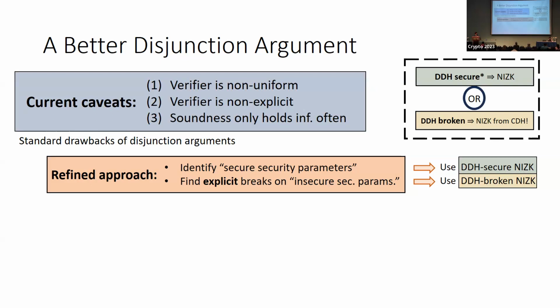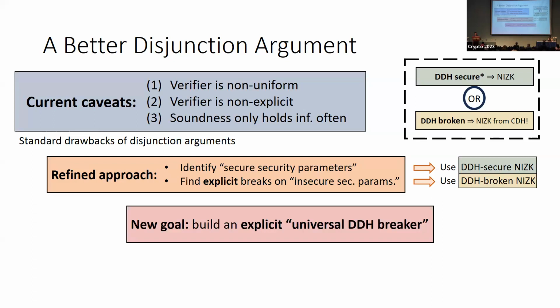So I want to make that kind of operational. The thing that I need is to find a way to identify, given a security parameter, which proof to use. Not only do I want to find which proof to use, I want to find an explicit break, so that if DDH does not hold, I actually have an associated break to run the orange proof. And it turns out that we can do this if we had our hands on some universal breaker.